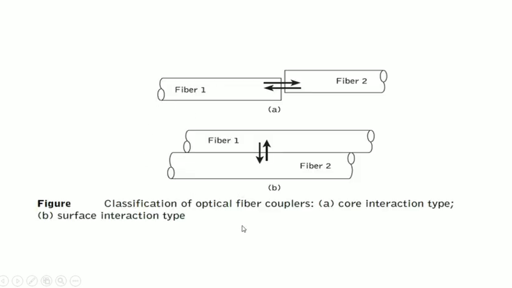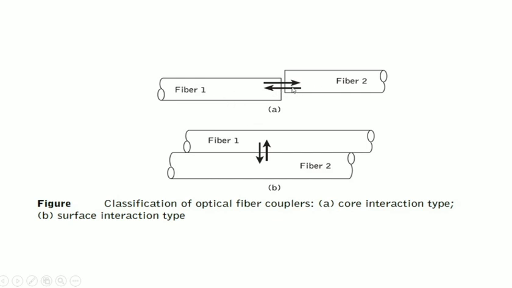Next, we'll discuss the classification of optical fiber couplers. Majorly, we have two types of classification. The first one, figure A, is the core interaction type. The second classification is the surface interaction type.